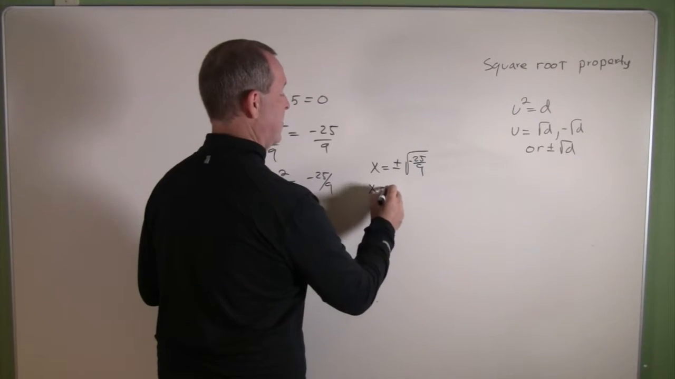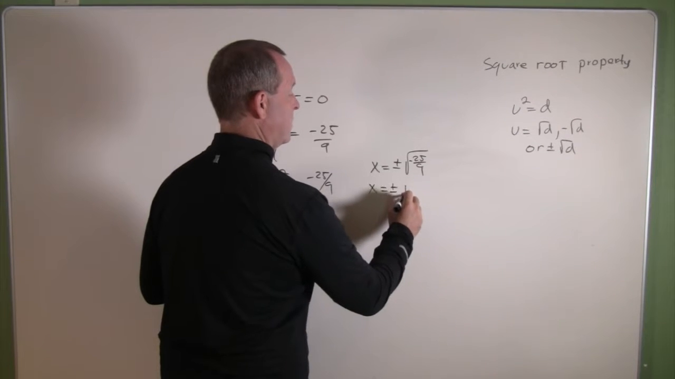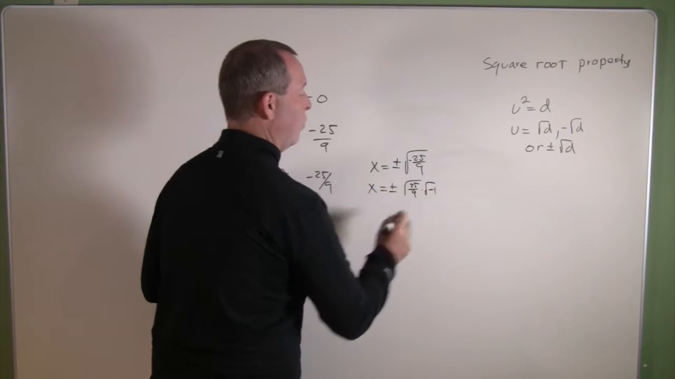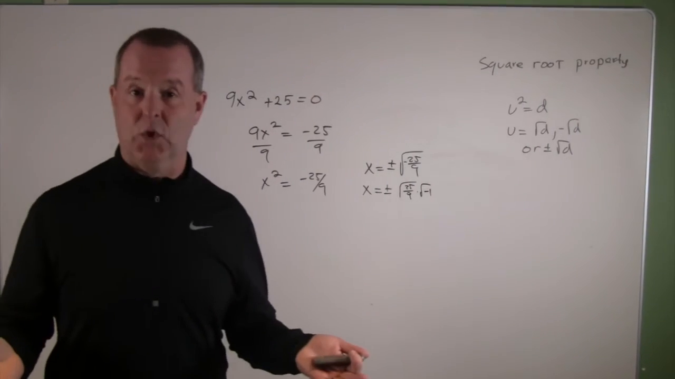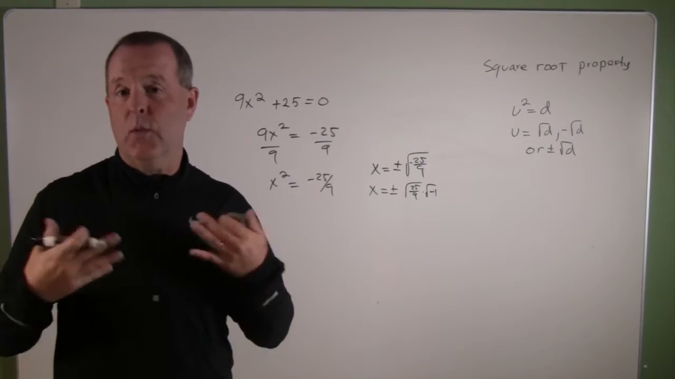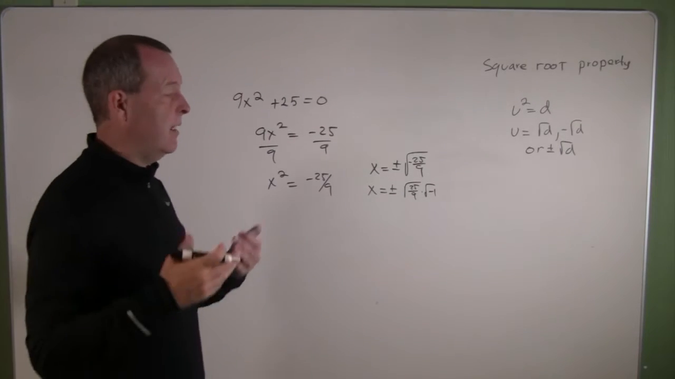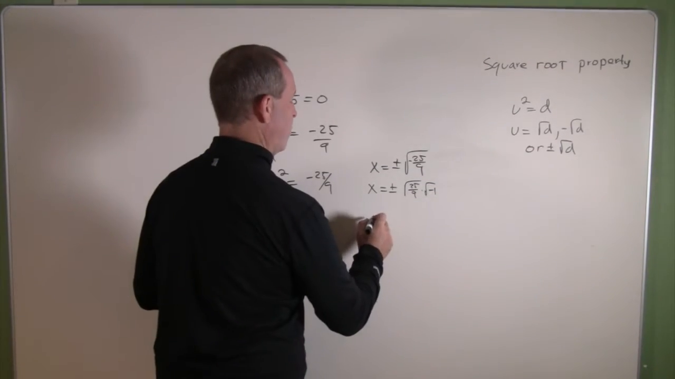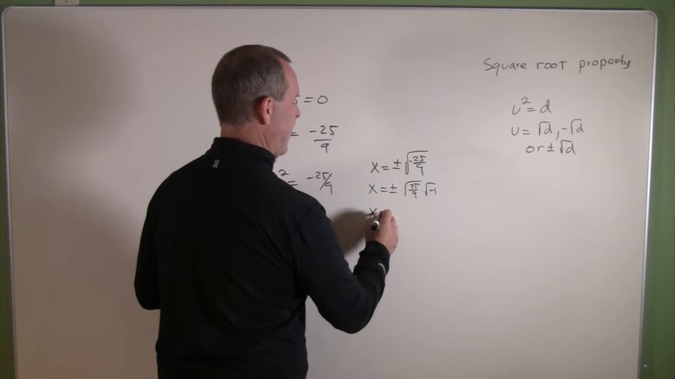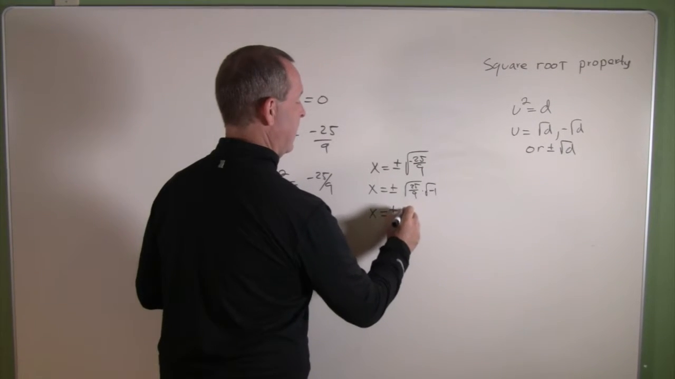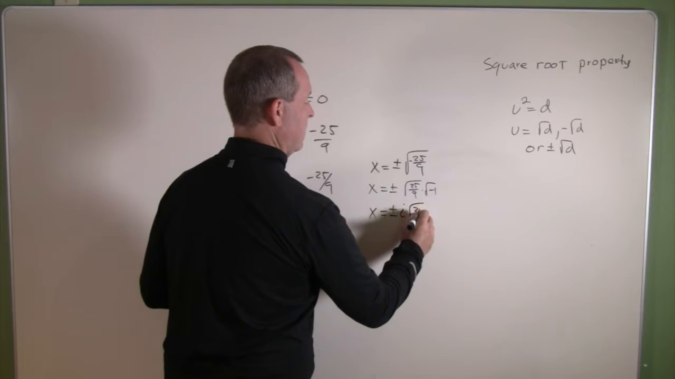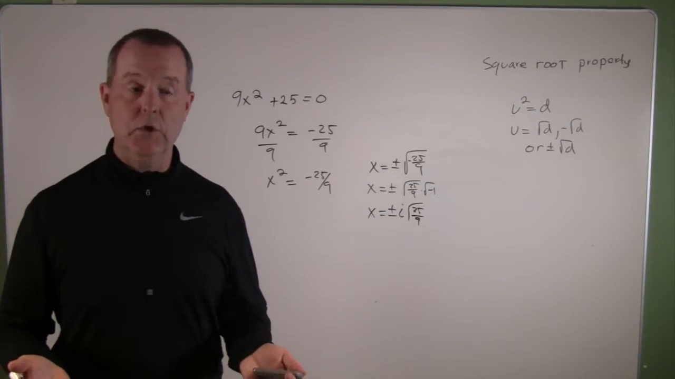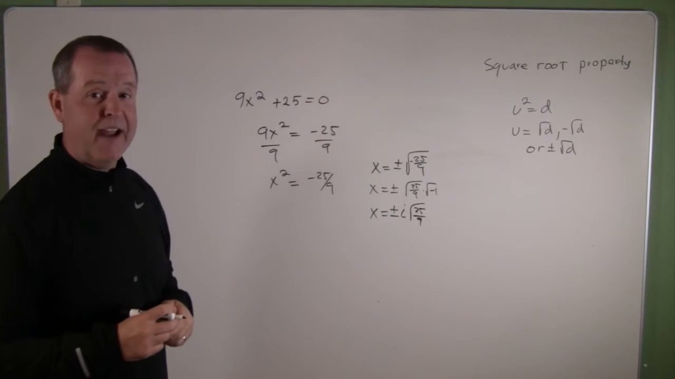I'm just going to rewrite x equals plus or minus the square root of 25 ninths times the square root of negative 1, because I like to isolate that square root of negative 1, because we are using that imaginary term, the i, as a way to describe that. So that equals x equals plus or minus i root 25 ninths. And so there's my solution of how this quadratic factors.